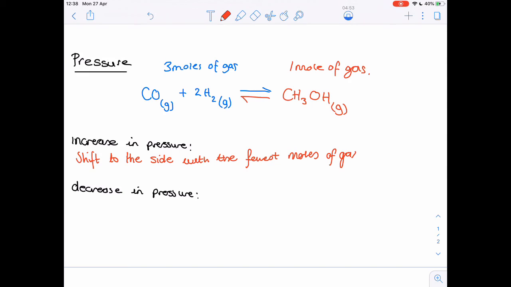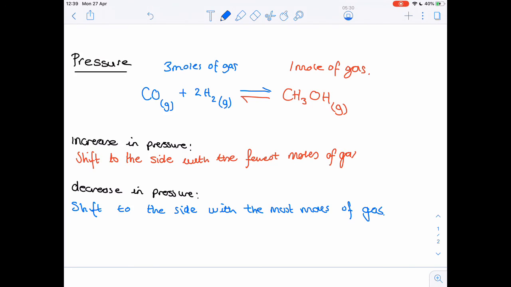If we're looking at a decrease in pressure, it's going to be the opposite way around. It's going to favour the side with the most moles, so it's going to shift to the side with the most moles of gas. And that is really key. The pressure can only change when we've got gas, and that's for rate of reaction and equilibrium. We can only look at those equations that are about gas and talk about how the change in pressure could change equilibrium or change the rate of reaction.